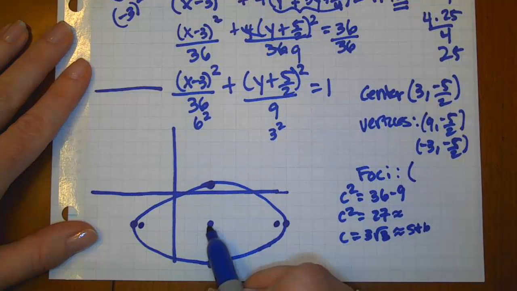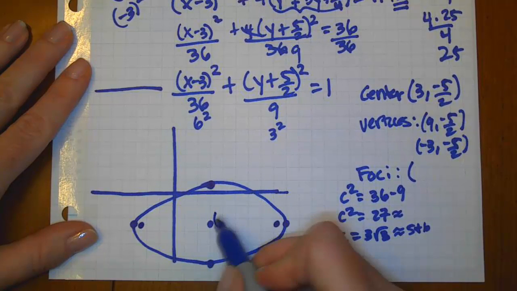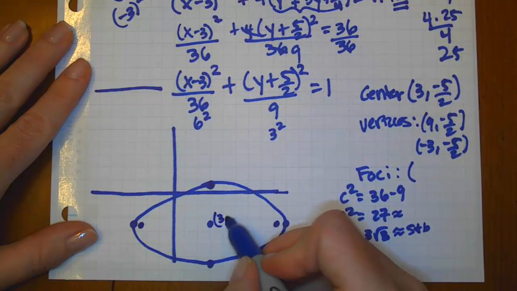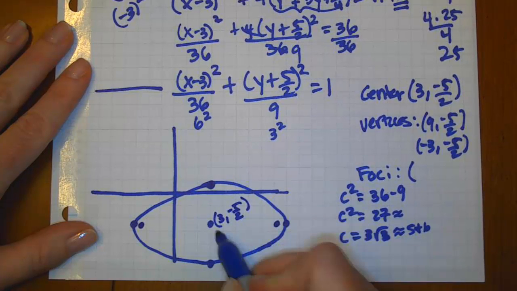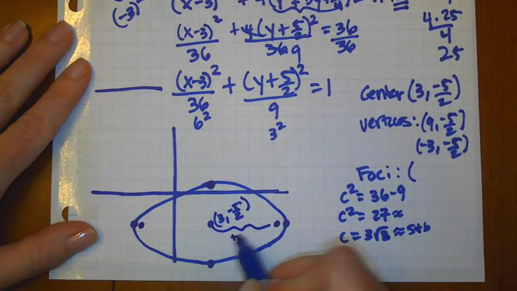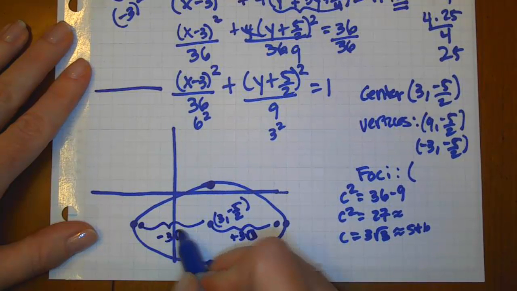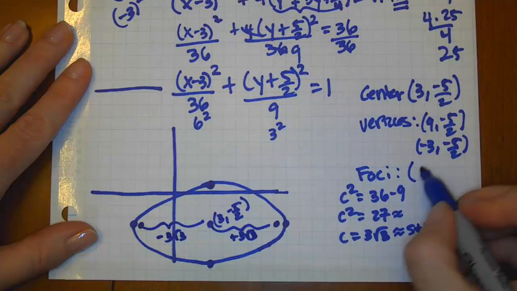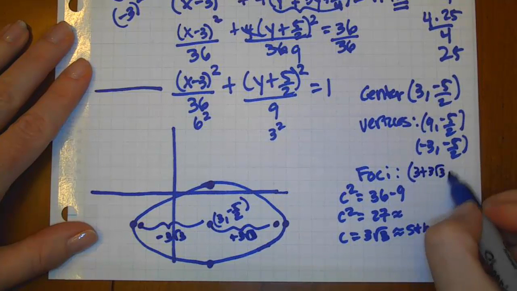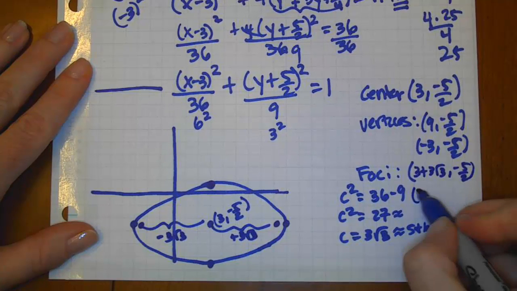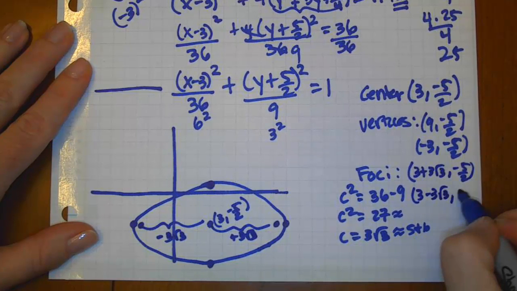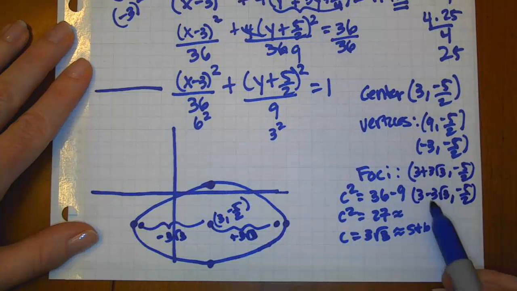So really what I had to do is take the x value. Remember, my center here is at 3, negative 5 halves. This is at 3, and I had to add a distance of 3 root 3, and I had to subtract a distance of 3 root 3. So to get my foci, I have 3 plus 3 root 3, comma negative 5 halves, and then I have 3 minus 3 root 3, negative 5 halves, and those are exact values of the foci.